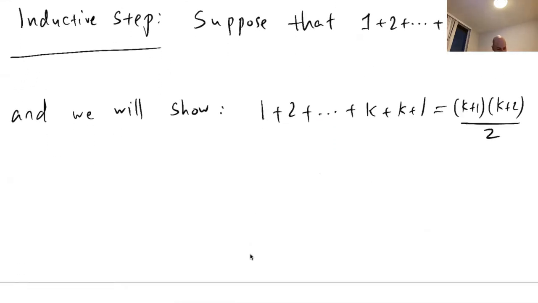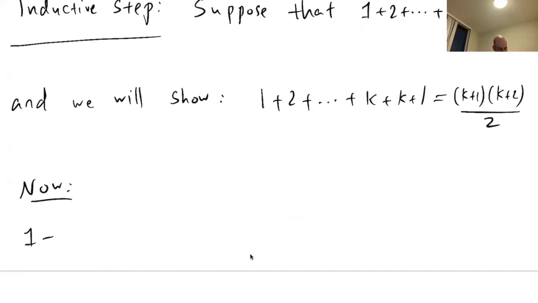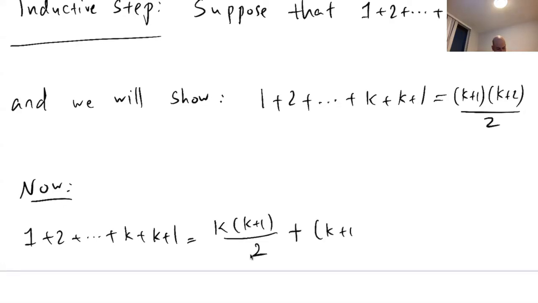So now, 1 plus 2 plus all the way to k plus (k plus 1) is equal to k times (k plus 1) over 2 plus (k plus 1). The first k terms, by assumption, give k times (k plus 1) over 2. So here we use the fact that 1 plus all the way to k is equal to k times (k plus 1) over 2.